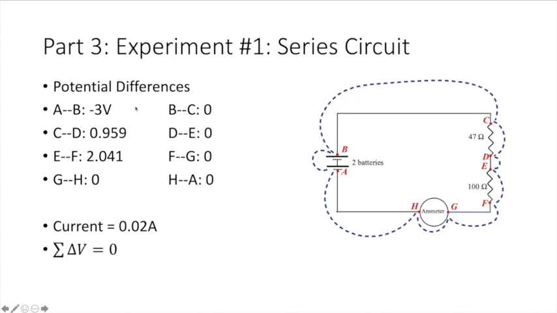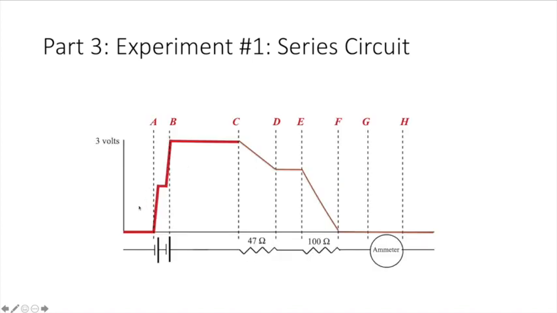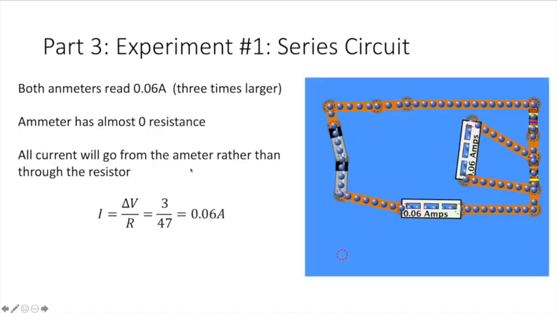And then I measured the potential differences on each section of the circuit. Here are my values. The current equals 0.02 A. As we can see here, the sum of the delta V is indeed equal to 0. And here's the graph I drew to show the changes of the potential differences. At the end, the potential difference goes to 0.